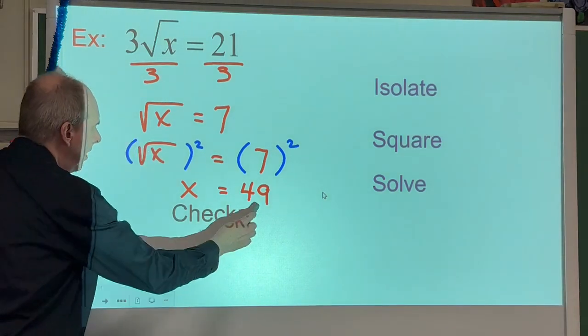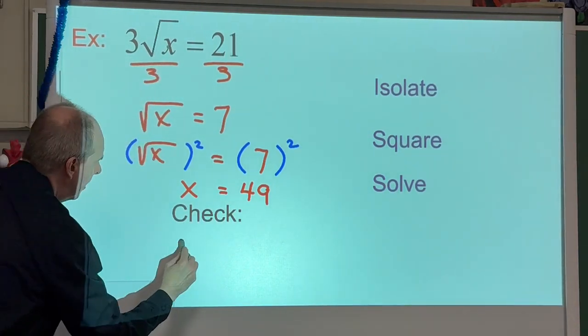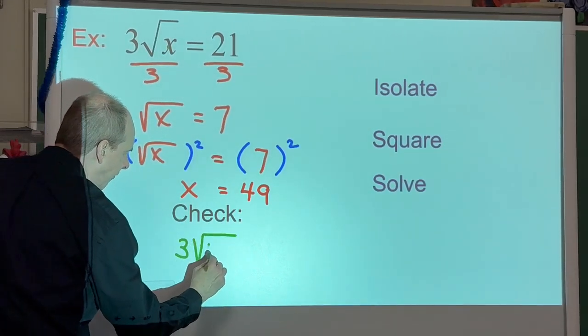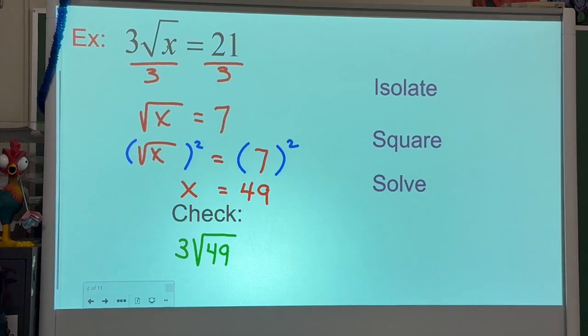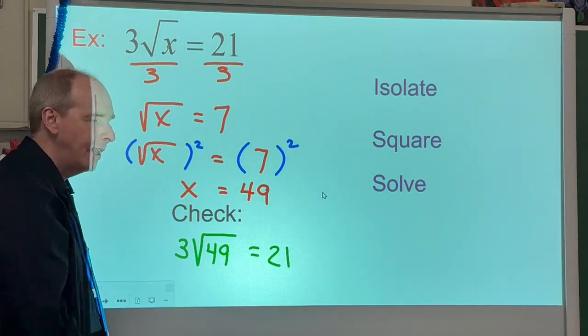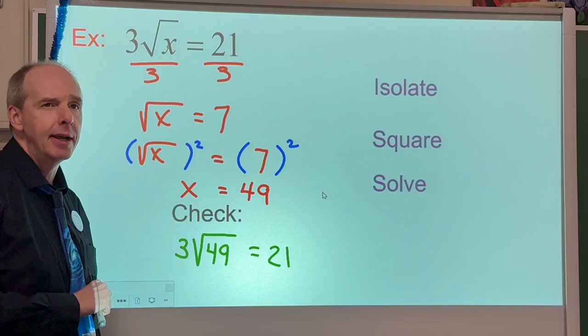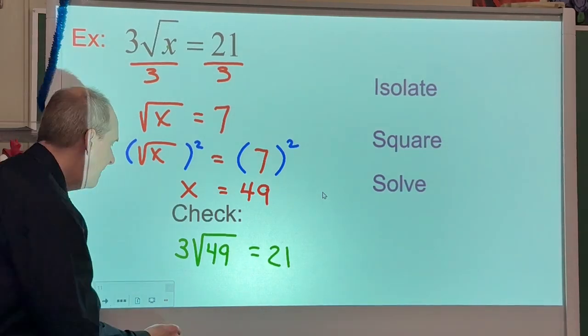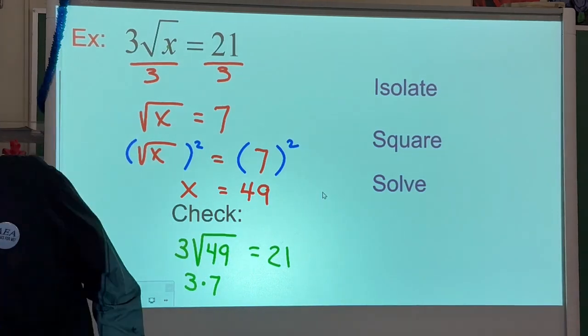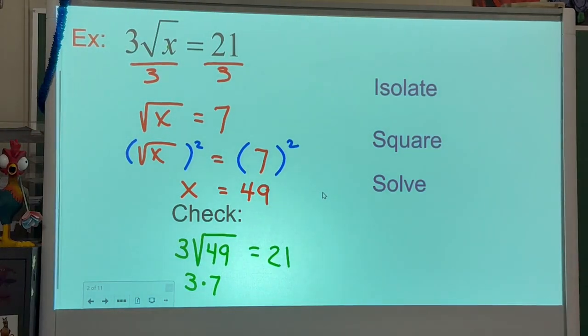How do we check our work? Take your answer, plug it in here for x. So on my calculator, I can put 3 times the square root of 49, and when I hit enter, I should get 21. If so, I know my answer is good. So put this in your calculator. 3 square root of 49 is 21. And it is. Here's why. 3 times the square root of 49 is 7. 3 times 7 is 21. I know my answer, x equals 49, is good. Anytime we do a new equation, I always like to plug it in the calculator when I'm done, see if I'm doing it right.